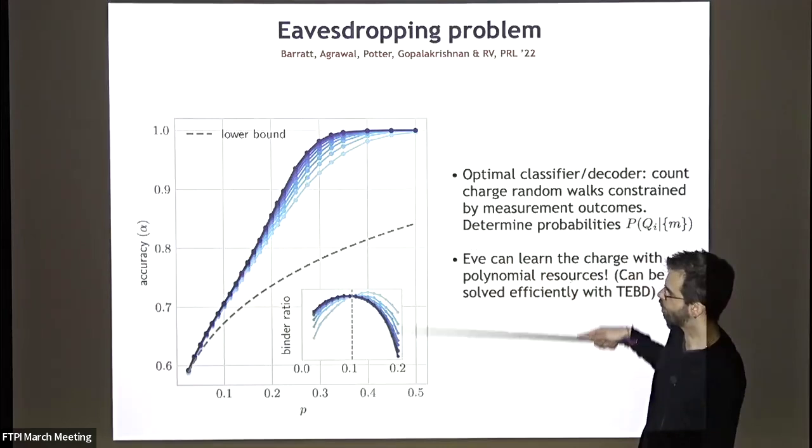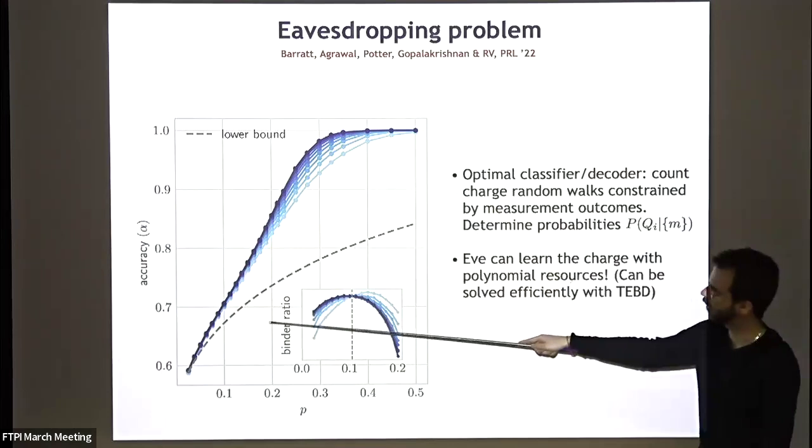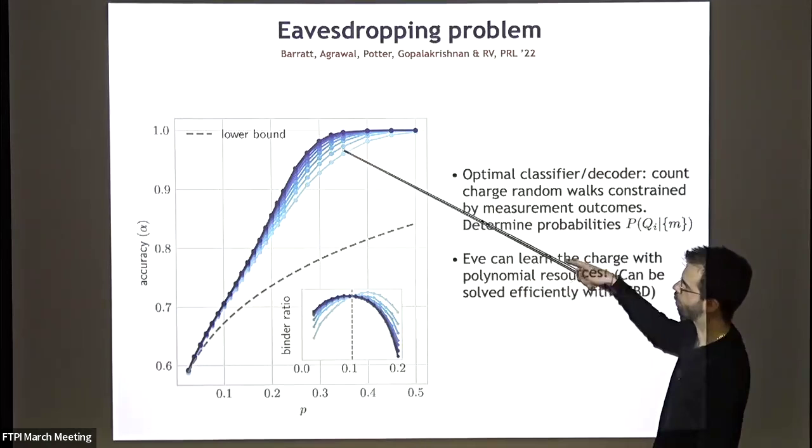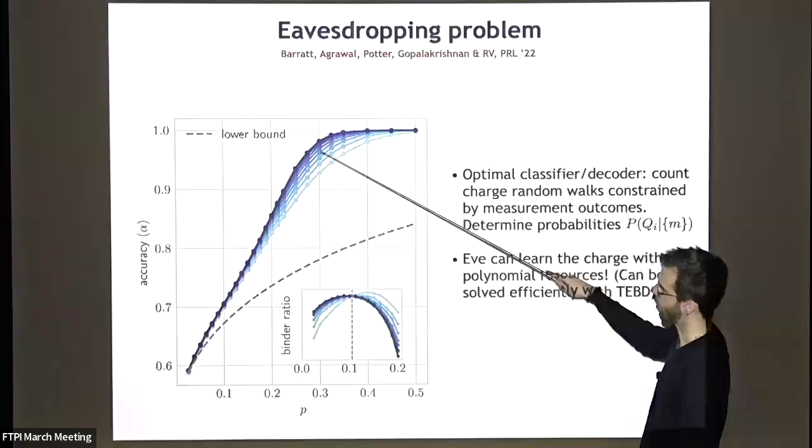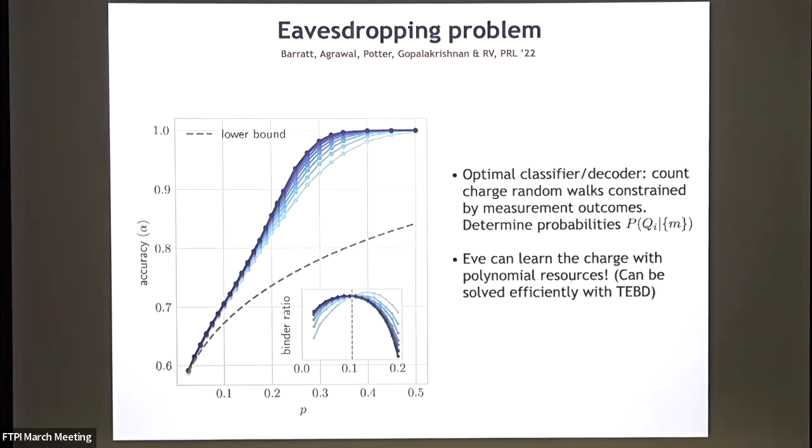The dashed line is the naive estimate where you just average your measurement outcomes. This is what you do if you count those random walks. So you do this in a smarter way. Those are different system sizes. There is an actual phase transition here as well. So this we can do in a scalable way, and there's also a phase transition and a threshold associated with it.